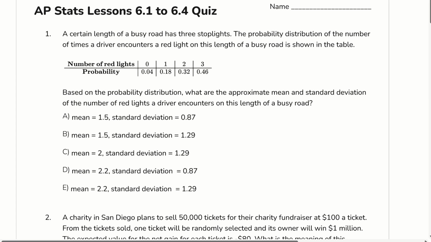So number one, it says a certain length of a busy road has 3 stoplights. The probability distribution of the number of times a driver encounters a red light on this length of a busy road is shown in the table. Based on the probability distribution, what are the approximate mean and standard deviation of the number of red lights a driver encounters on this length of a busy road?